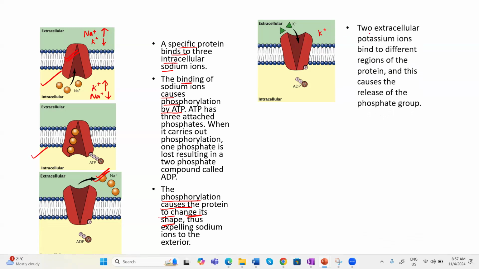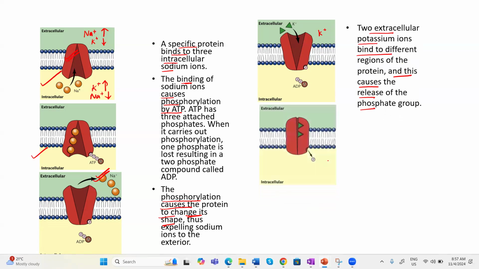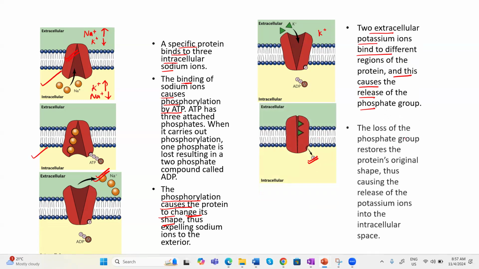So what happened? 2 extracellular potassium ions will bind to the region now, and this causes the release of the phosphate group. After binding, the phosphate group is released. See here, binding is causing the phosphate group to release. Is it clear? Now, after this, what happened?